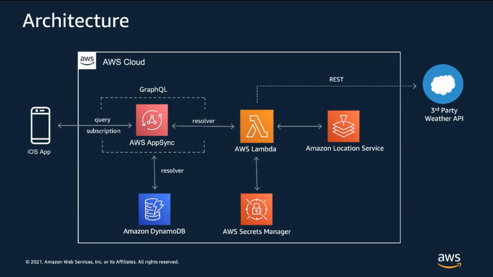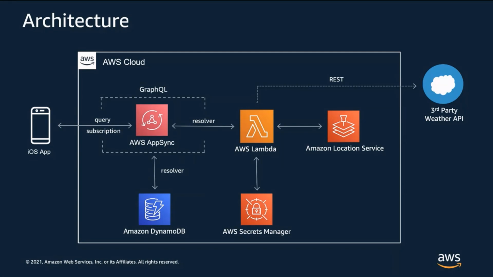It's also how we can wire up to AWS Lambda functions to go out and get data from pretty much anywhere. So we're going to walk through a couple Lambda functions that we have, one that connects to the Amazon location service and pulls in information from there, and a second that goes actually outside of AWS and talks to a third-party weather API. Now, we're also going to use the AWS Secrets Manager.